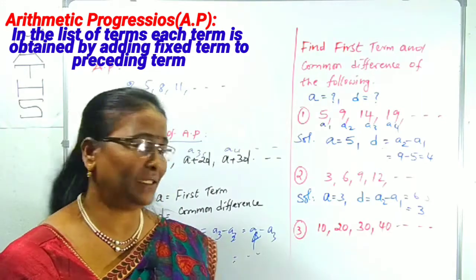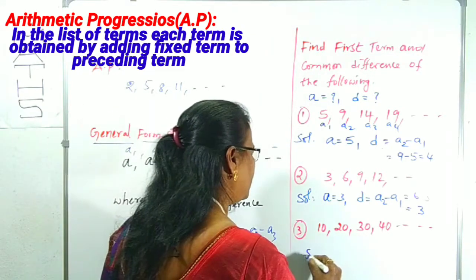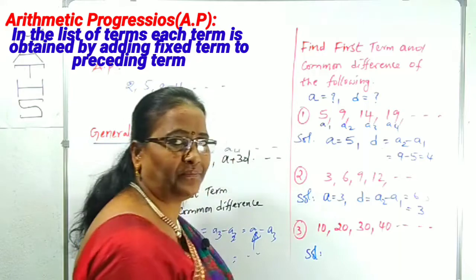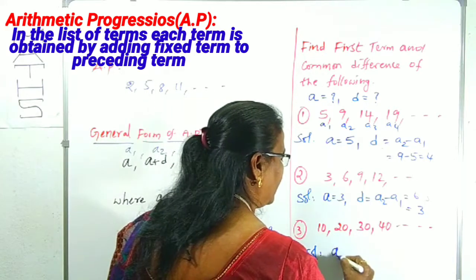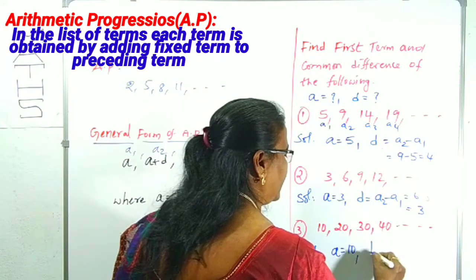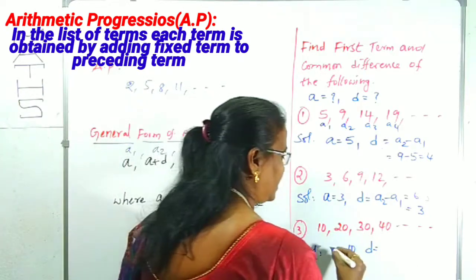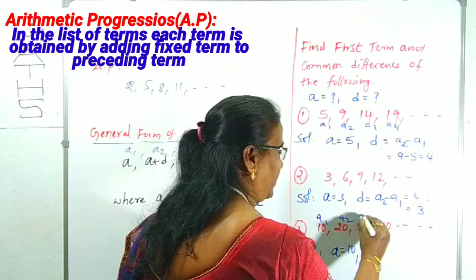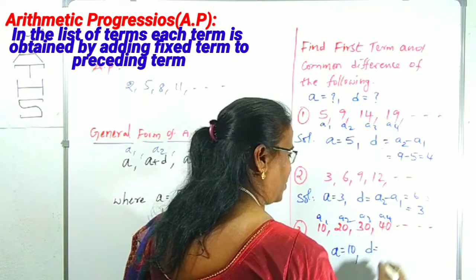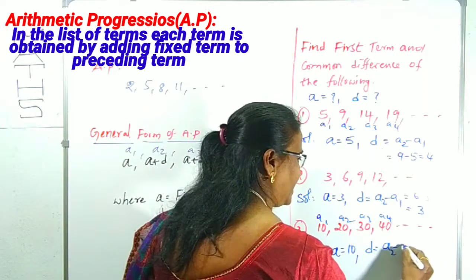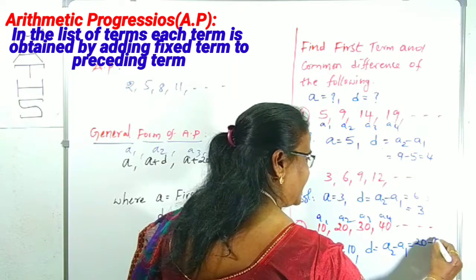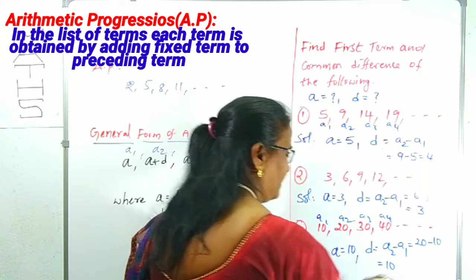What about question number 3? So for this also simply, what is A? A is 10, D is... what is D? So we can observe that here A1, A2, A3, A4 and so on. D is A2 minus A1. That is 20 minus 10 is 10.